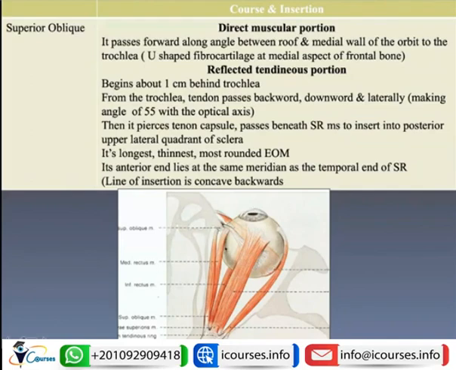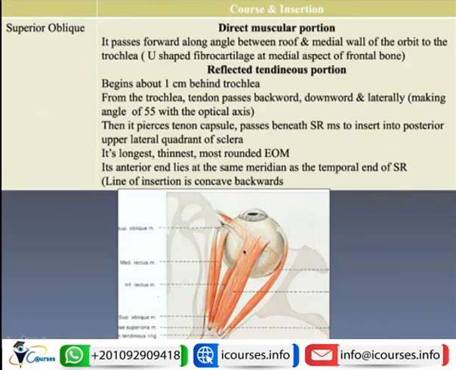So what happens when the superior oblique tendon passes through the trochlea? Then it will make a U-turn. So it will reflect from the trochlea to pass backward, downward, and laterally. And this passage will make an axis of about 55 degrees with the optical axis. So here is the optical axis, and the reflected tendinous part of the muscle will make an axis of 55 degrees. And it will pass backward, downward, and lateral.